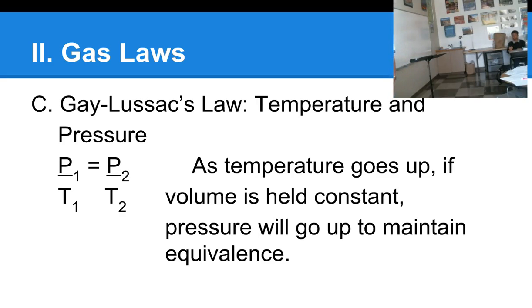2 divided by 3, if we had 2 atmospheres of pressure and 3 kelvin, wow, that's really cold. And then we were to take that pressure and increase it to 20 atmospheres, and we held everything else constant. This got multiplied by 10, so this would have to get multiplied by 10, so then we'd have a temperature of 30 kelvins, right? So as this gets bigger or smaller, the other term has to get bigger or smaller as well. They have to work together to maintain equivalence. So Gay-Lussac, temperature and pressure.